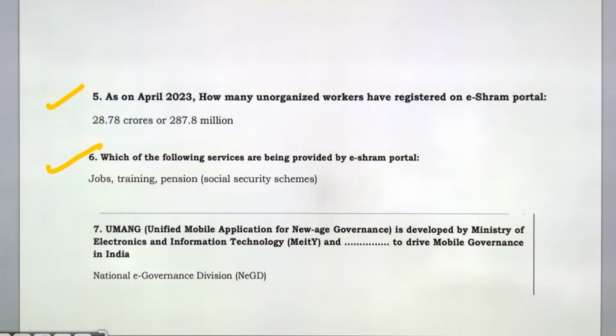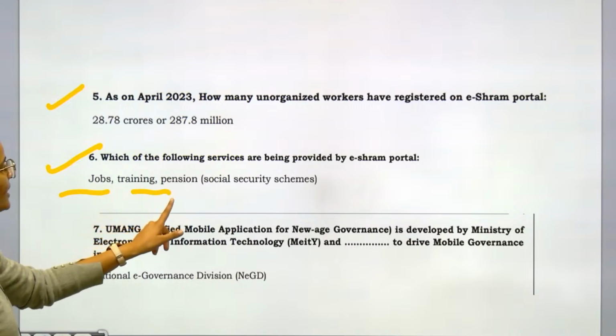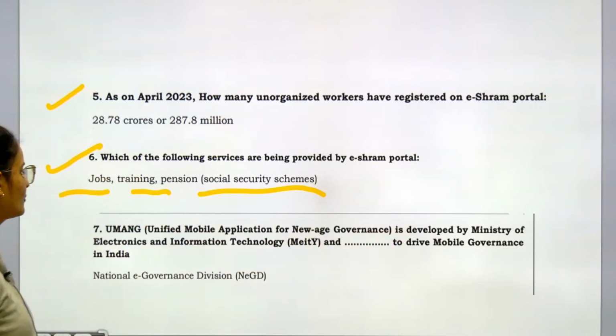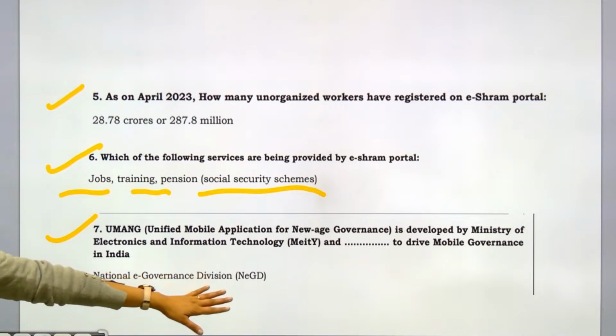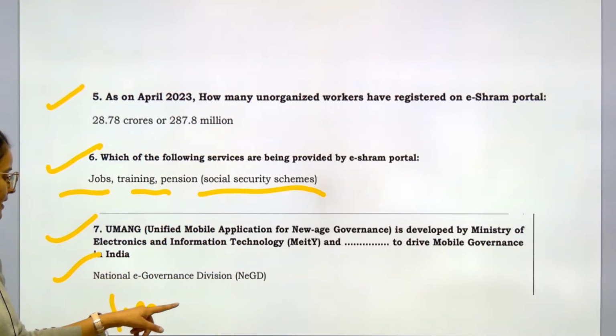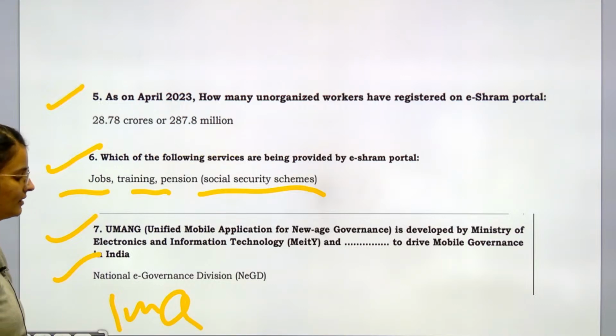Which of the following services are being provided by eShram portal? Jobs, training they provide, pension they provide. So they ask deep questions from schemes and portals. Okay. Umang, Unified Mobile Application for New Age Governance, is developed by Ministry of Electronics and IT to drive mobile governance in India. 1 mark question. Very simple question.